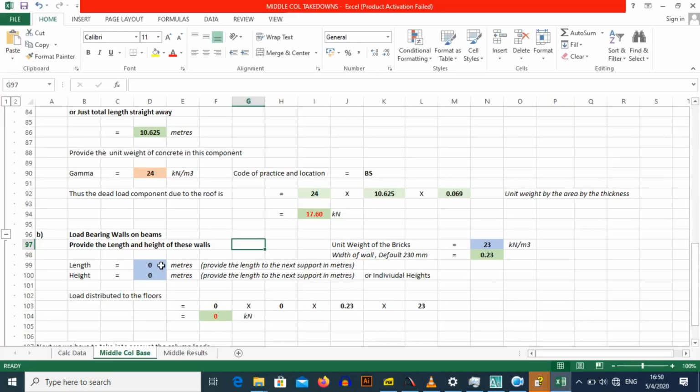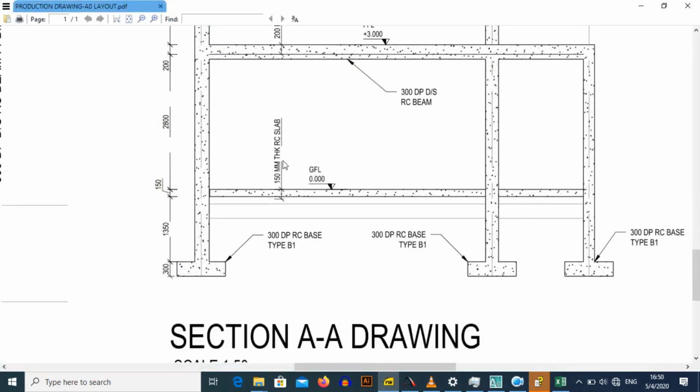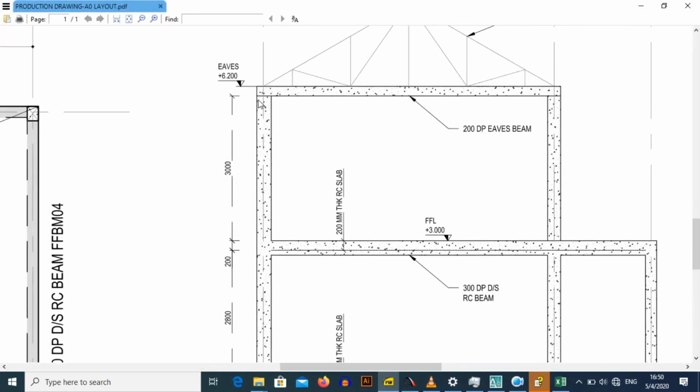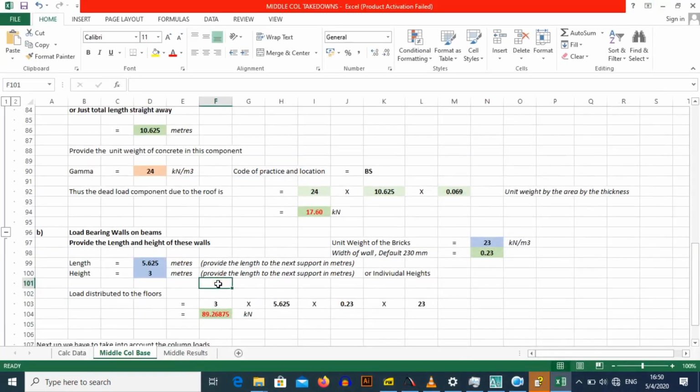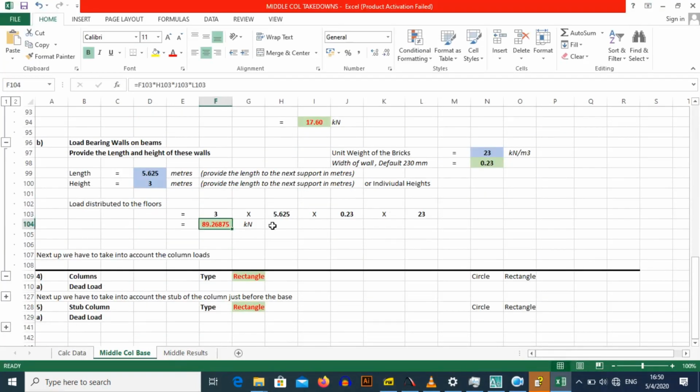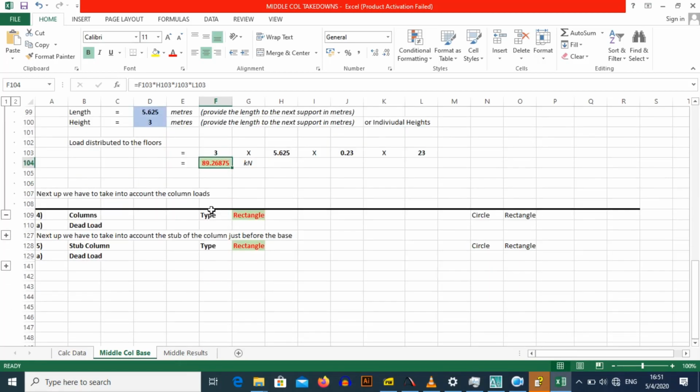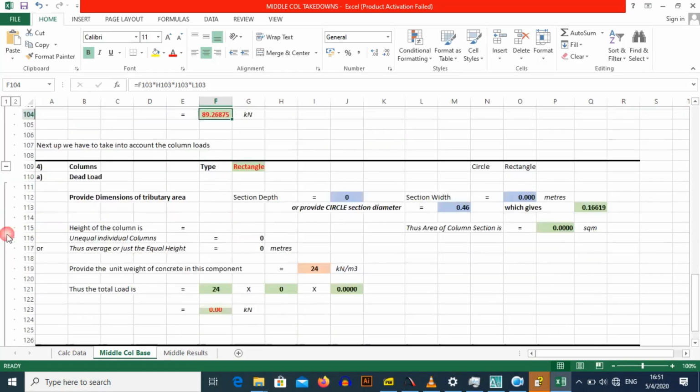So you go back to your calculator, then you enter 5.625. Then the height of these walls, the maximum height will be 3, give or take, 2.8 to 3, if you look at our structure. So we're just going to put them at 3 meters, so that's okay. So the load which is distributed to the foundation from the beams is going to be 89.626875. Then the next thing, you're going to be looking at the columns.